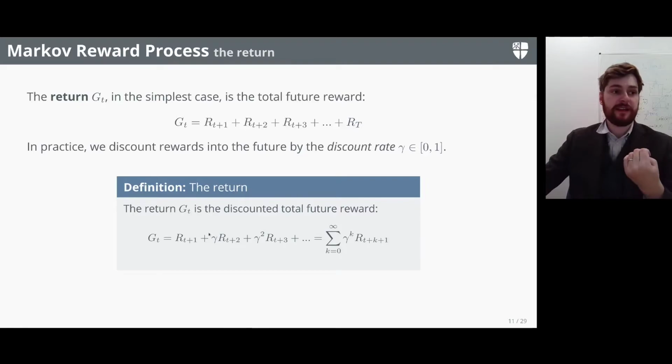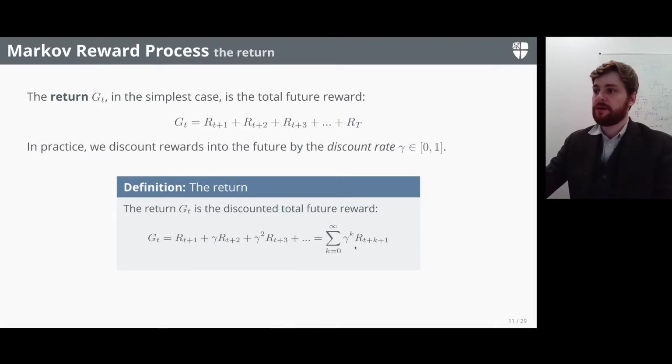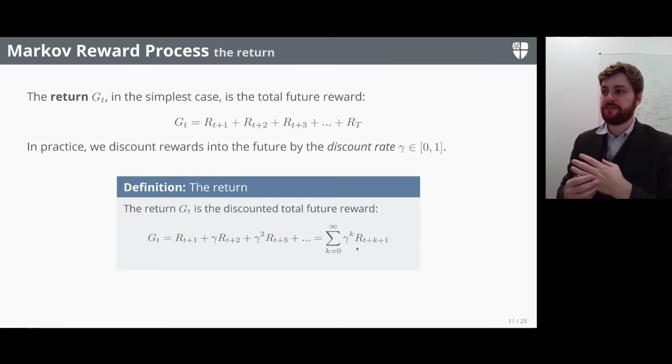Whereas if we were to set gamma to 1, then gamma to the power of k, or 1 to the power of k, is equal to 1. So all of the future rewards are going to be counted with equal weights. So that's this kind of far-sighted evaluation.